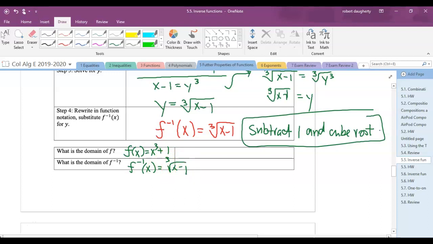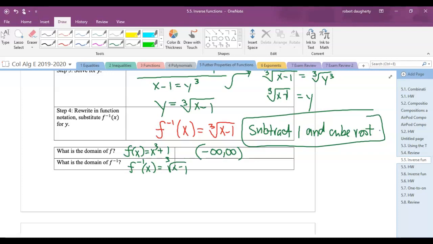What's the domain of f? In the domain, I'm always concerned about 2 things. What are they? Fractions and square roots. Do I see fractions or square roots in this? No. What's the domain? The inverse. I'm concerned about fractions or square roots. Do I see either? Cube root.